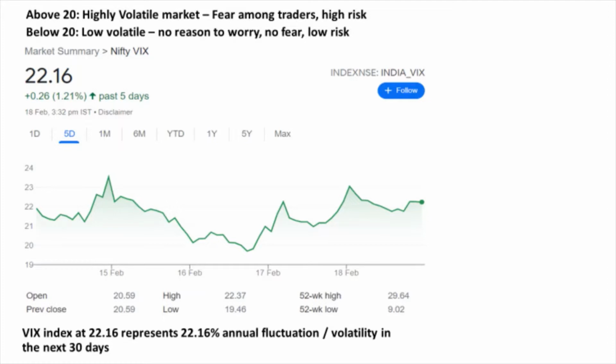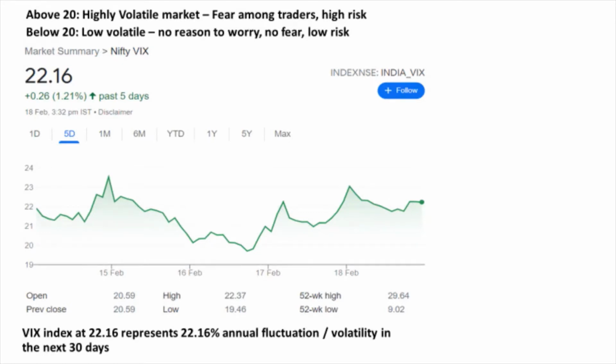So you can see here, this is the VIX graph, and this I have taken for 5 days, and the date is 18th February. So on 18th February, the VIX index is showing 22.16. So what does this mean? Let me explain you. Whenever the VIX graph goes above 20, it means that the market is highly volatile. It shows fear among traders, and at this level there is risk involved. When the VIX graph goes below 20, there is low volatility, and then it shows that there is no reason to worry, no fear, and the investment is low risk investment.